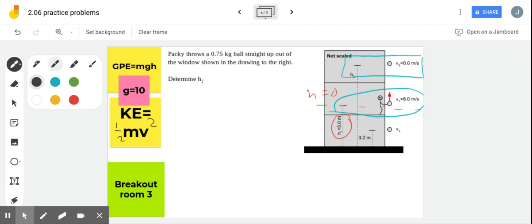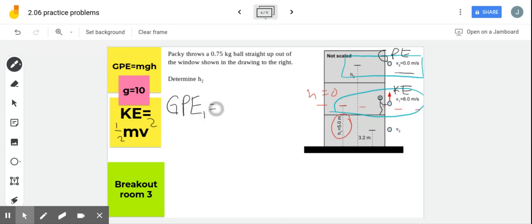So I'm going to label the types of energy at each point. So right now I'm comparing the kinetic energy at point 1 to the GPE at point 2. And I know that it's just GPE because it says V2 equals 0. So here we go. KE at point 1 is going to be 1/2 mv squared.